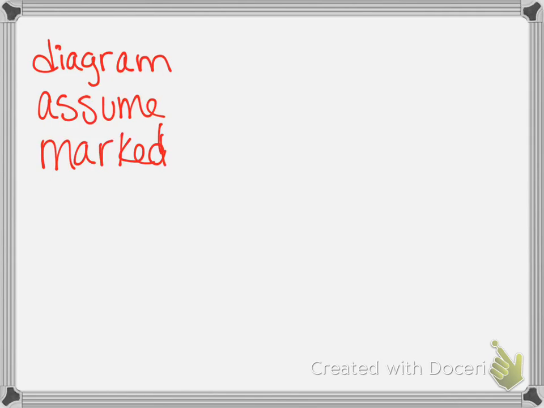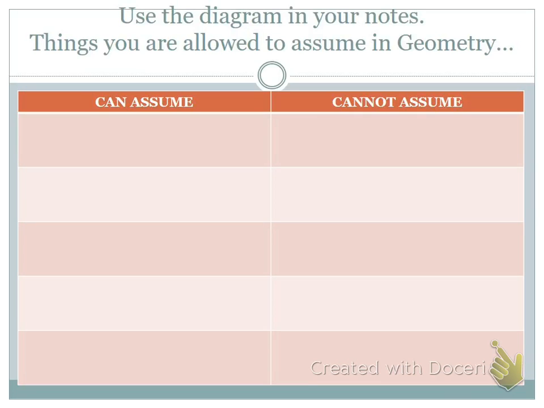Okay, so let's go back to what we can and cannot assume from the diagram they gave us. Well, something we could assume about all of these points. All of these points are coplanar. So all points are coplanar. That's something that we can see and know and assume. They're all in the same plane.